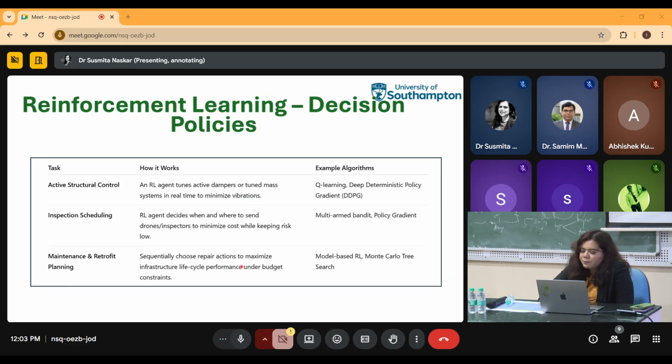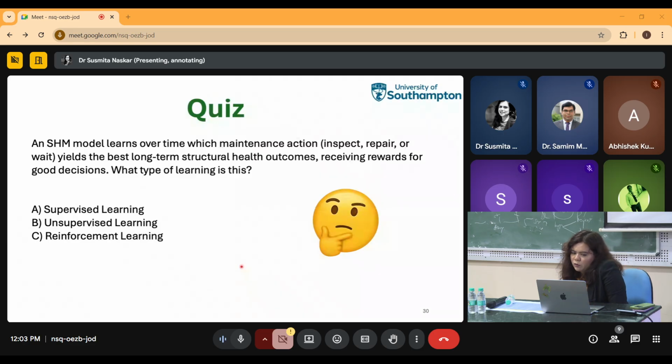Okay. So again, I think these quizzes are very, very simple for you all. An innovative model learns over time which maintenance action, that is inspect, repair or innovate, yields the best long-term structural health outcomes, receiving rewards for good decisions. So what type of learning is this? Reinforcement learning, right?